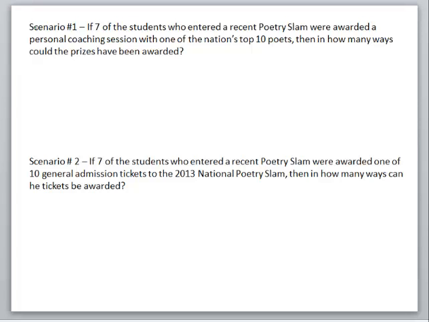Scenario number 1 says that if 7 of the students who entered a recent poetry slam were awarded a personal coaching session with one of the nation's top 10 poets, then in how many ways could the prizes have been awarded? In this particular case, we have 10 poets. Assigning these 10 people to the 7 students, in this case the order will matter.